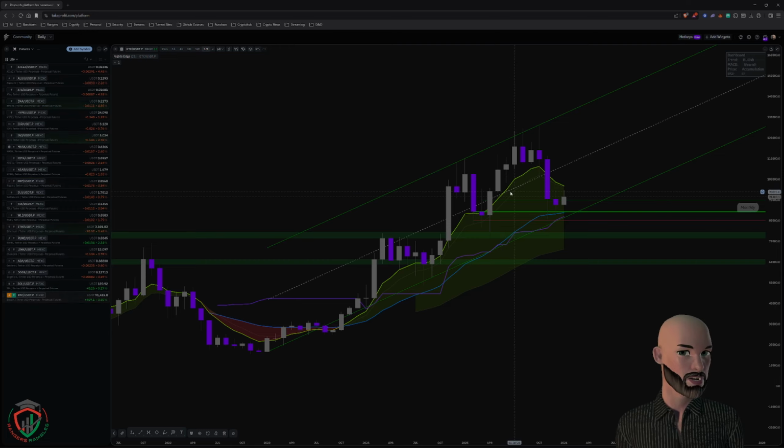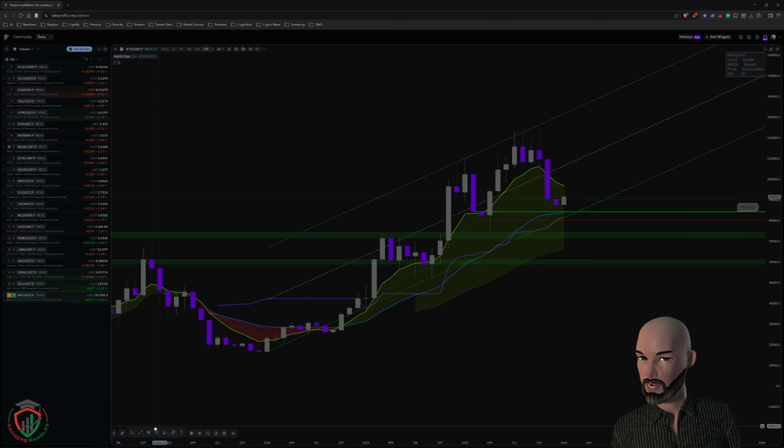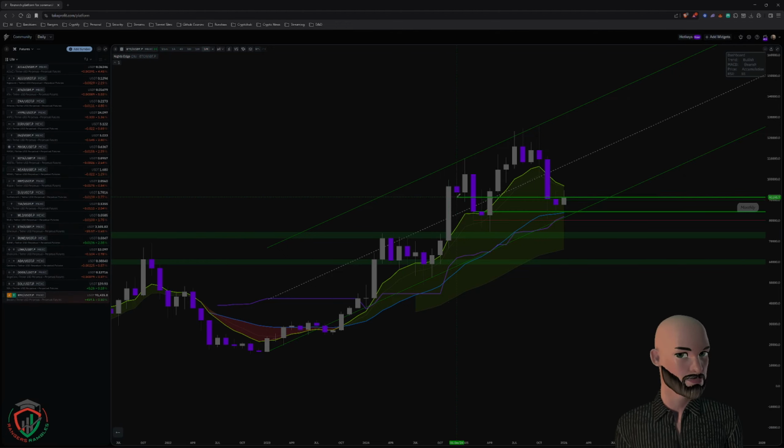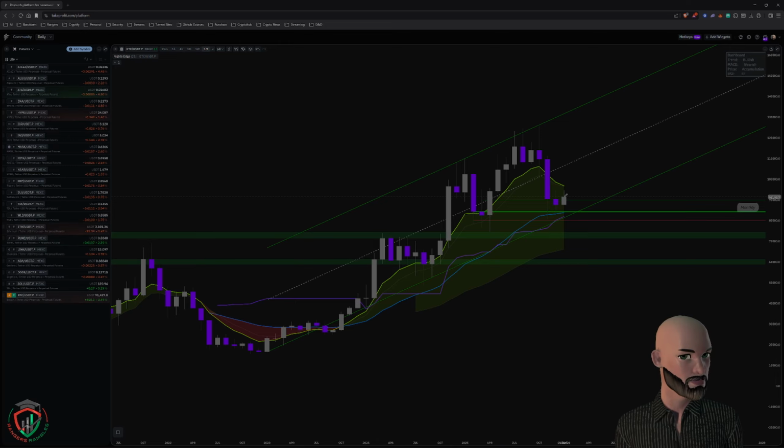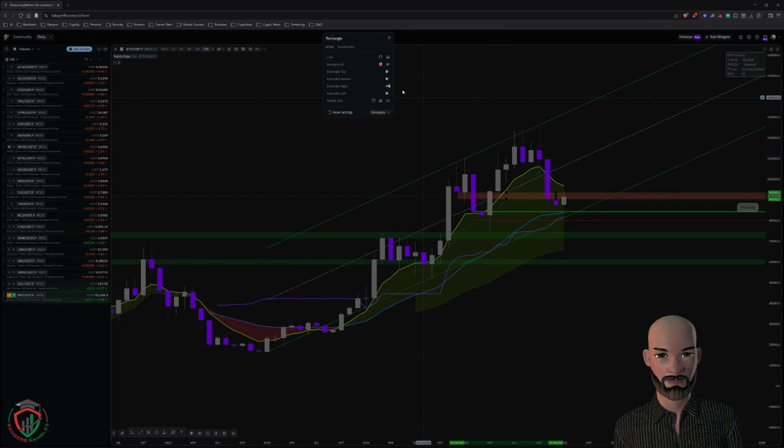Right, okay, so looking above us now, we do have a resistance. I'm going to put an area here. Do I want to draw it from there? I guess to there. Okay, settings, background again. We want this to be like a red. So this is like a monthly resistance area. Let's do the same.